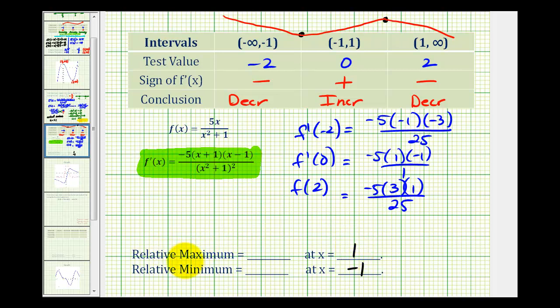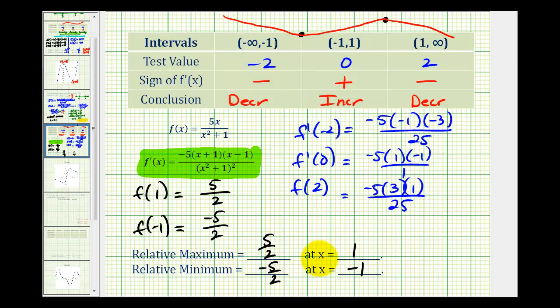But notice how we still don't have the max and min values. To determine those, we have to sub these two x values back into the original function. Let's go ahead and do that. At f of 1, we have a maximum, so we'd have 5 times 1, that's 5, all over 1 squared plus 1, that's going to be 2. So the relative maximum is 5 halves at x equals 1, and then f of -1 will tell us the relative minimum. So the numerator would now be -5, but the denominator is still going to be +2. So the relative minimum is -5 halves at x equals -1.